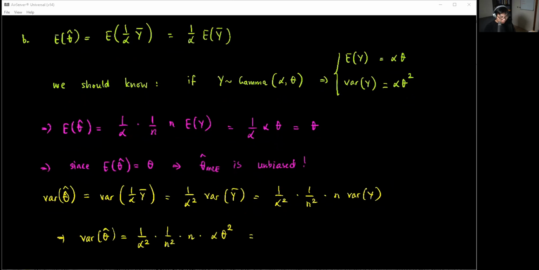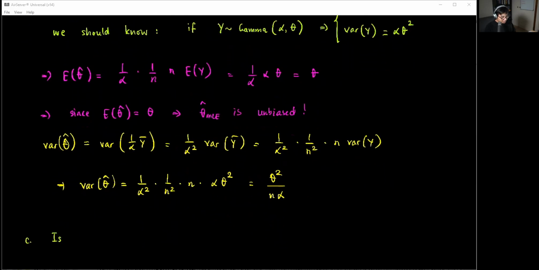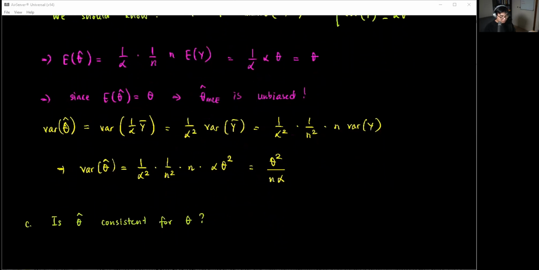That's going to work out to be 1 over n alpha, and you have theta squared. So it's theta squared over n alpha. Okay. This leads really well to the next part because it asks us whether theta hat is consistent for theta. And this is an easy question because the answer is yes, right? Why is it? Because 1, the expected value of theta hat is equal to theta. In other words, it's unbiased.